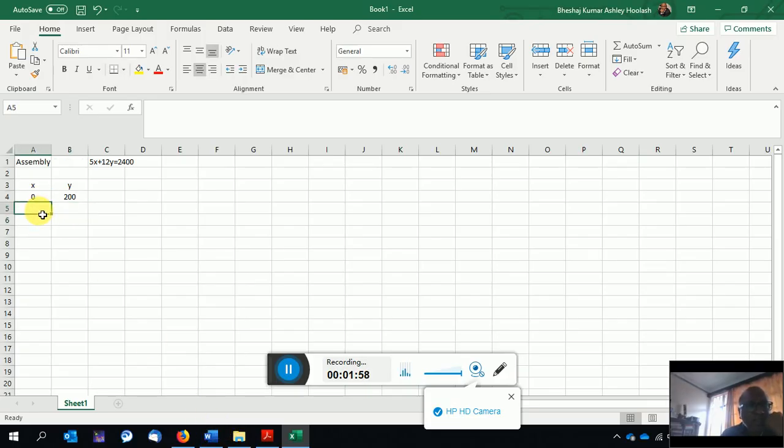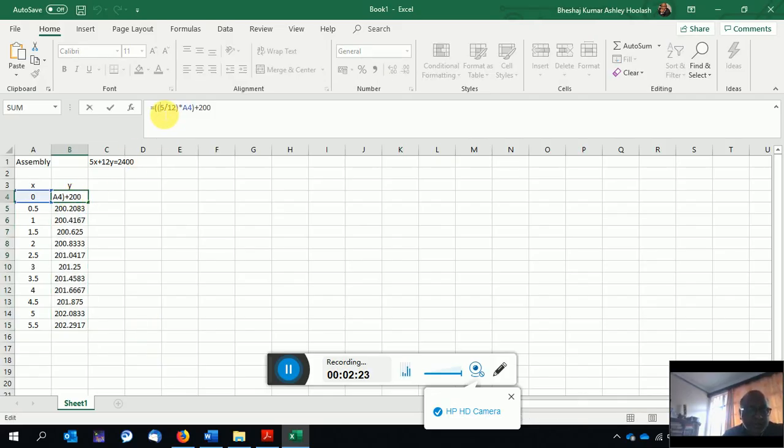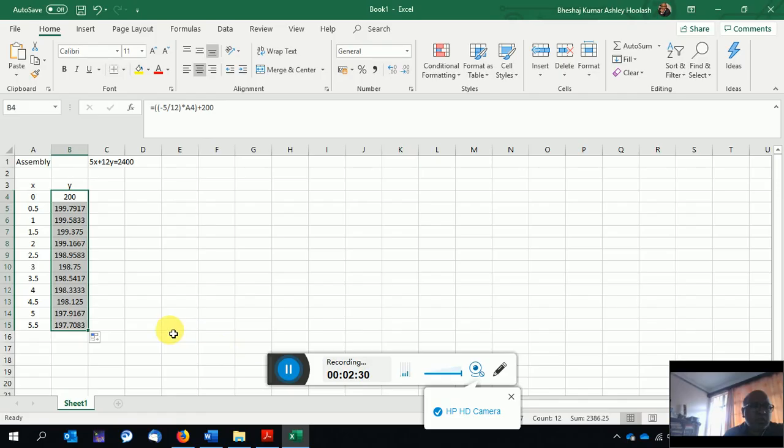And I can increment the x. Let's increase it by 0.5 just to get a few values, and so on. And we can drag this down, and we can get a graph. And I think I've left a mistake here. Yeah, I forgot the minus sign. Right, so there you go. And I keep going on.